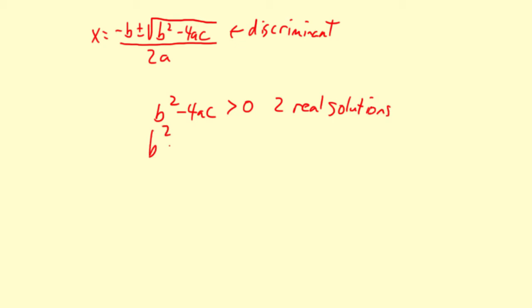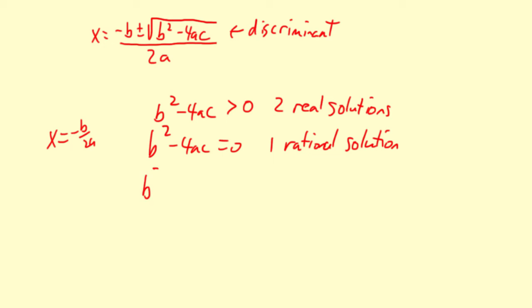What if you have b squared minus 4ac equals 0? That means you're going to have 1, and it's actually going to be a rational solution. The reason why it's going to be rational, the square root is going to be 0, so there's no square root part to make it irrational, so you only have the x equals negative b divided by 2a, and that's going to be rational for a quadratic function.